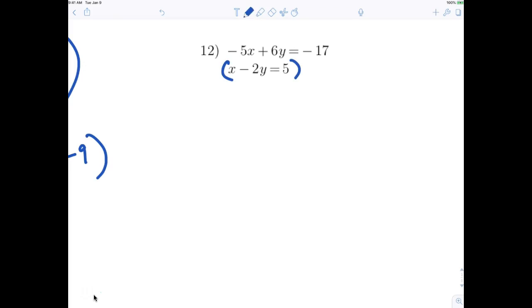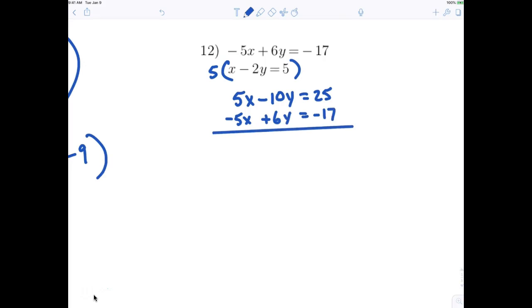So I'm multiplying this guy by 5. When I multiply that by 5, I get 5x minus 10y equals 25. Now I'm going to bring down the other equation, negative 5x plus 6y equals negative 17. The reason why I'm doing that is because I don't want to make a mistake. All right? Now, what happens to the 5x and the negative 5x? They cancel out. So I have negative 10y plus 6y, which is negative 4y equals 8. So y equals negative 2.